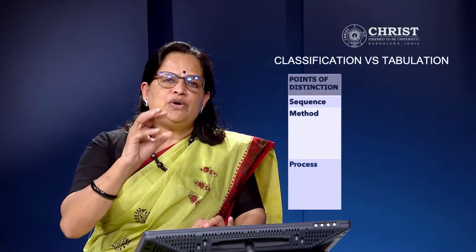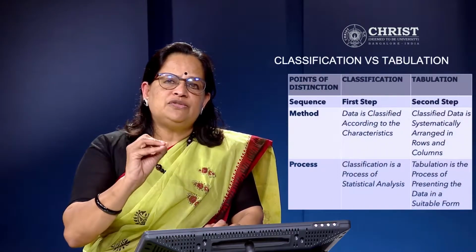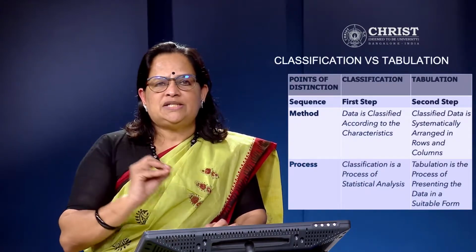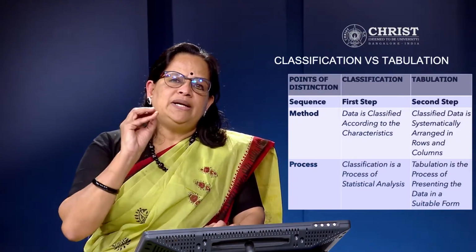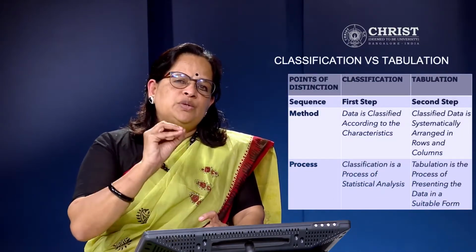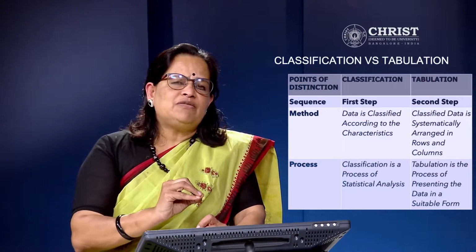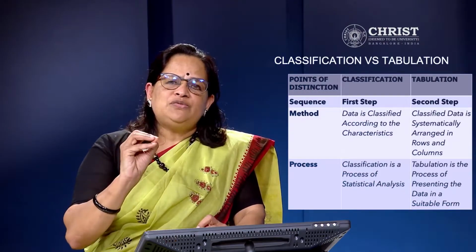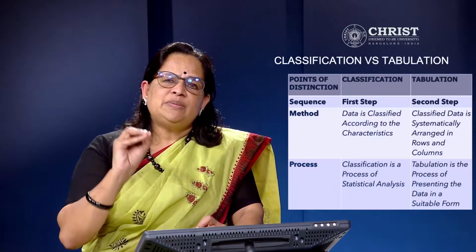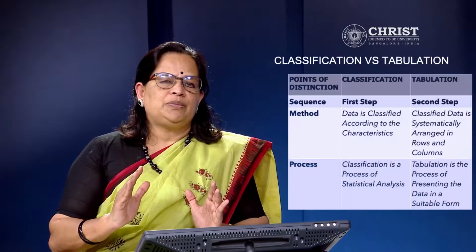Now I am going to explain the distinction between classification and tabulation. Three points are there. The first point is the sequence. Classification is the first step and tabulation is the second step. And if you see the method, data is classified according to the characteristics: marks, height, weight, temperature, all these characteristics, profit, manufacturing values, all this. Whereas in tabulation, data is systematically arranged in rows and columns. We are presenting it in a proper form.